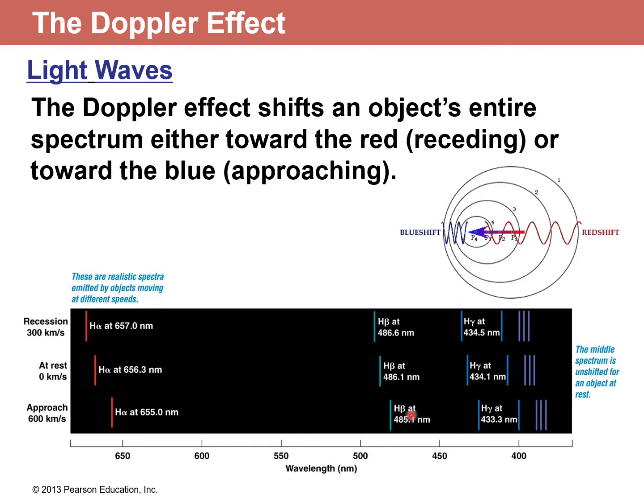And notice all of these wavelengths get a little shorter. 486 compared to 485, 434 compared to 433. These wavelengths are getting shorter. So notice the shift. It shifted from here to here. This small amount of shift here is a blue shift. Okay, that's from the object approaching us.